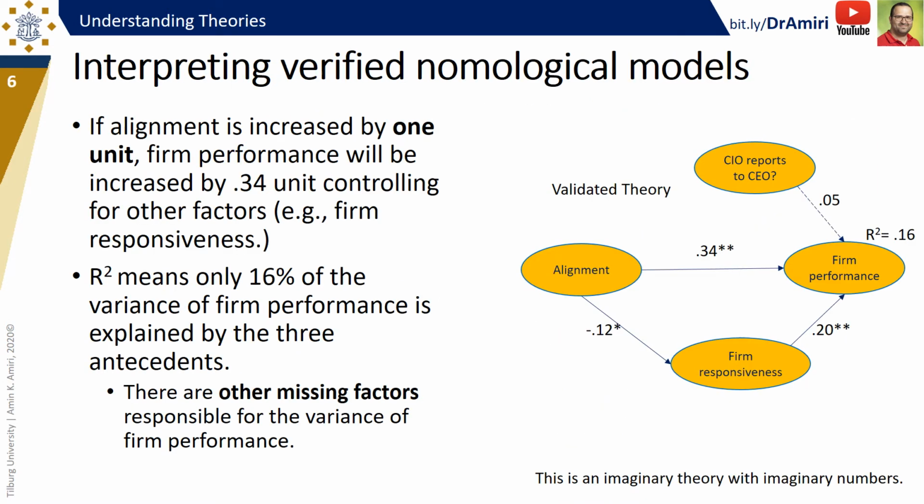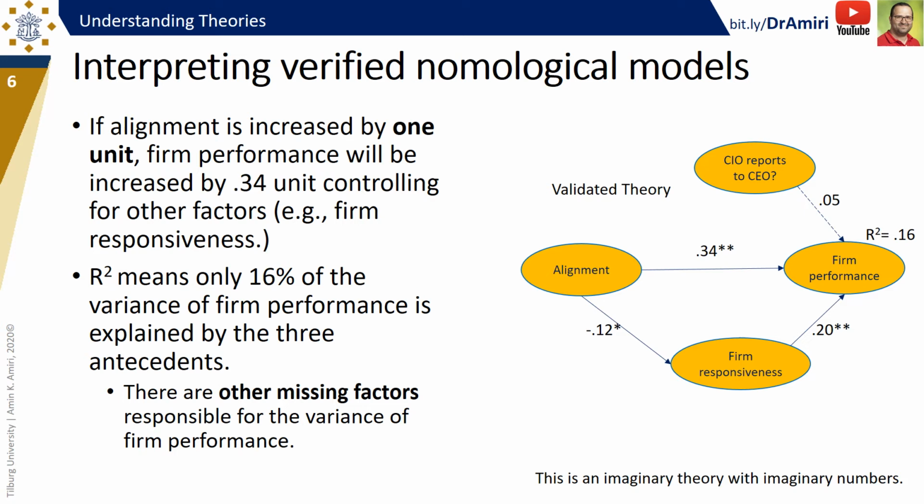A theory is usually supported by reasoning, but it needs to be verified against data. Usually, after data collection, a data analysis is conducted to validate a theory. In some papers, you see a nomological model like this picture with some numbers on the arrows. How can we interpret these numbers? Let me help you understand this with one example.